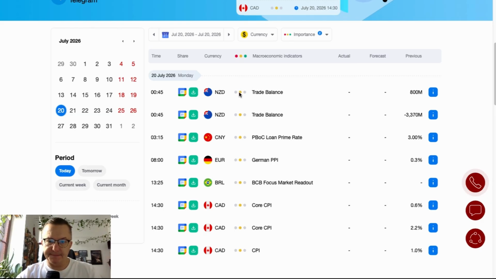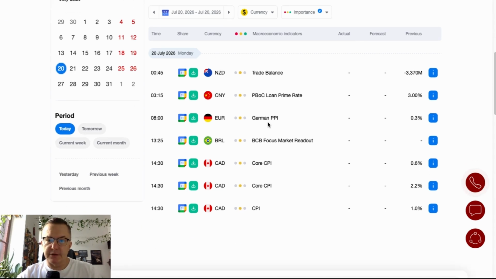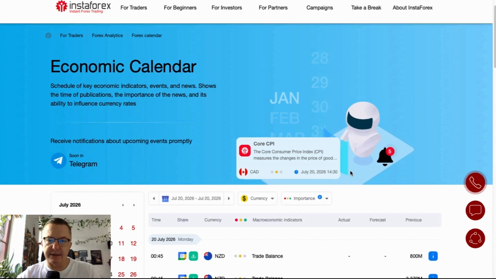Trade balance data from New Zealand were published overnight. The People's Bank of China loan prime rate has been published overnight as well. German PPI data are scheduled for release at 8 o'clock. Then we have a bunch of data from Canada in form of the core CPI and CPI scheduled for release at 2:30. As you can see, those are not really important data releases, just medium important. So that's about the calendar for Monday.